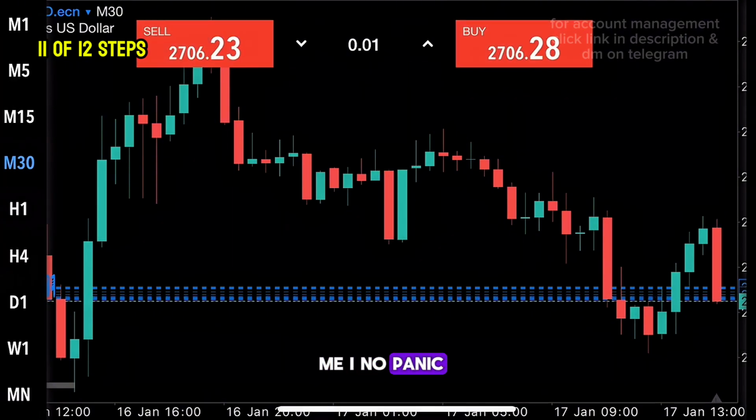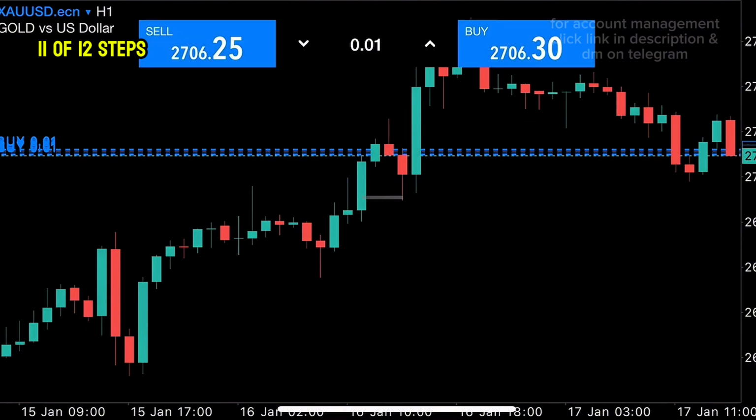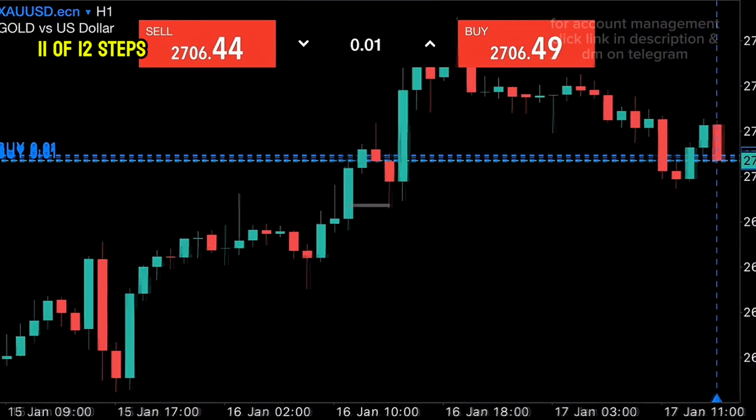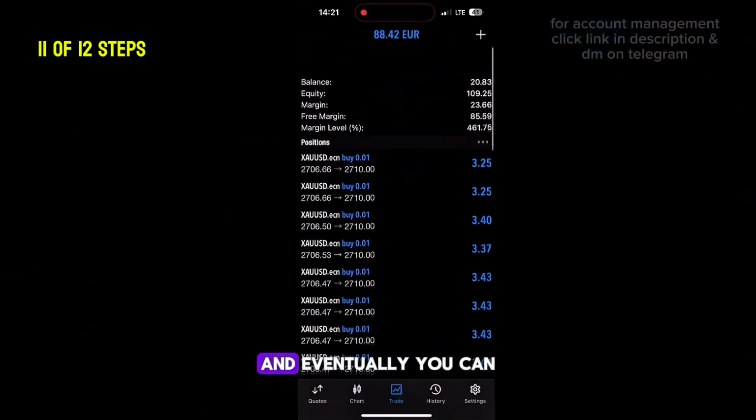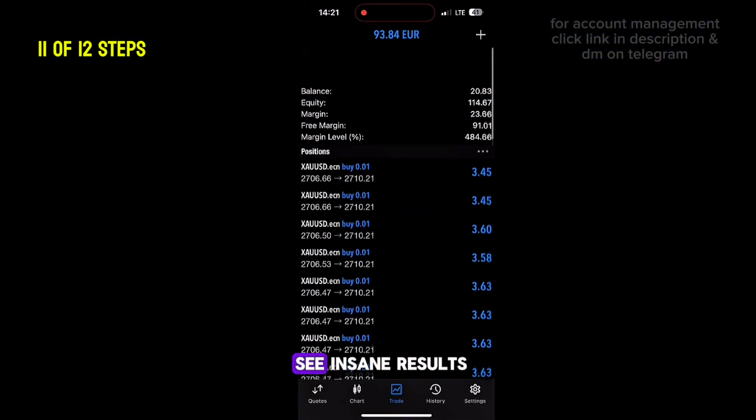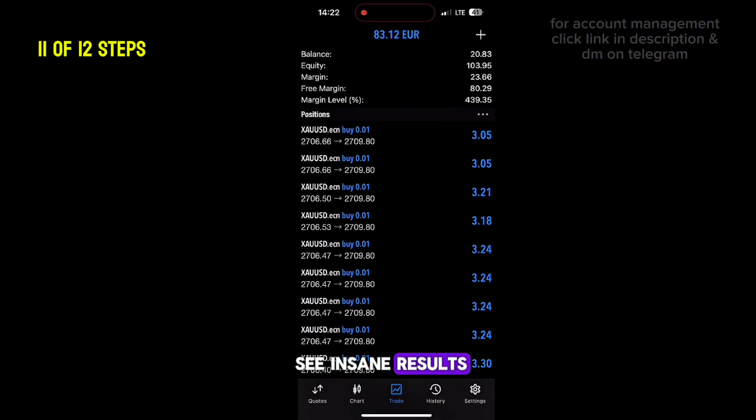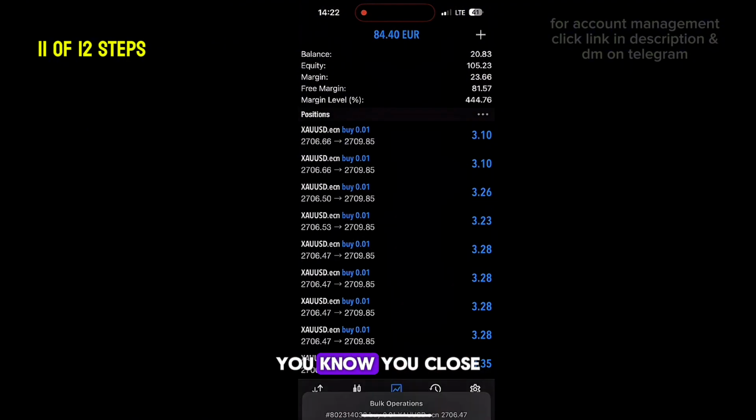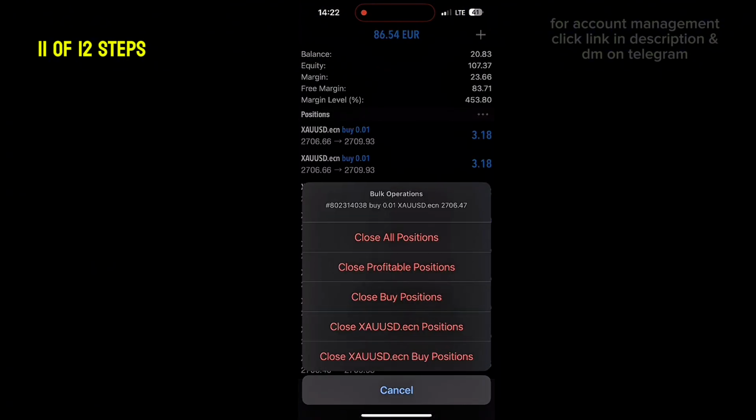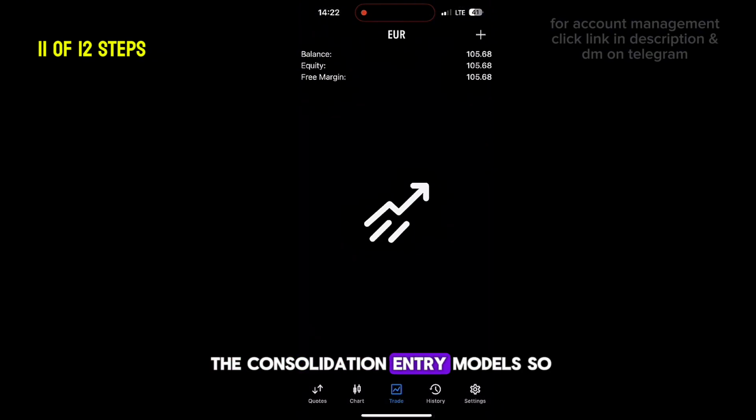But me, I no panic, because this is just a regular day. On H1 you can see it was almost reaching the end of that point there, and eventually you can see insane results. That's it. You just have to be patient, and then when you're okay, you close. And at this moment in time, I decided to use the consolidation entry model.